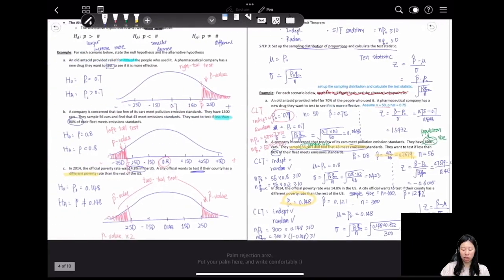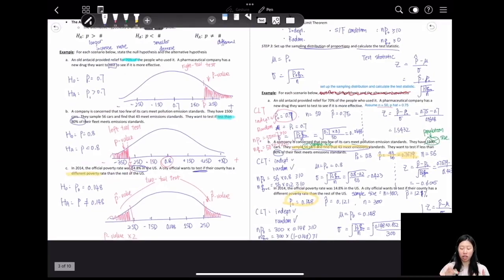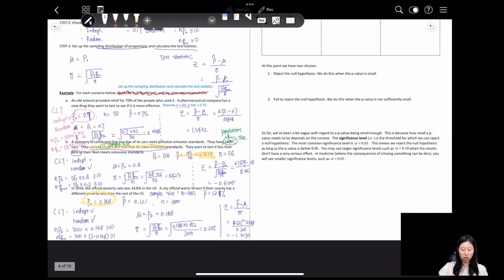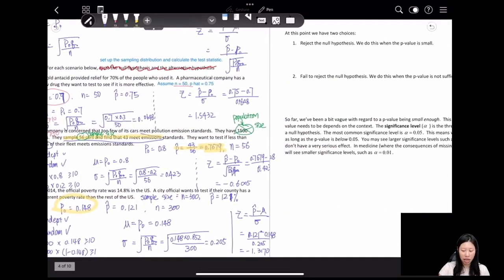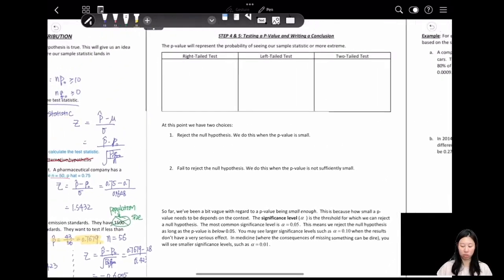Remember our first-time setup? That means whenever we get the p-value, we need to times it by 2. So in GeoGebra, after you find the area, you want the p-value times 2 when it comes to a two-tailed test. Okay, steps 4 and 5 are testing the p-value and writing down a conclusion.